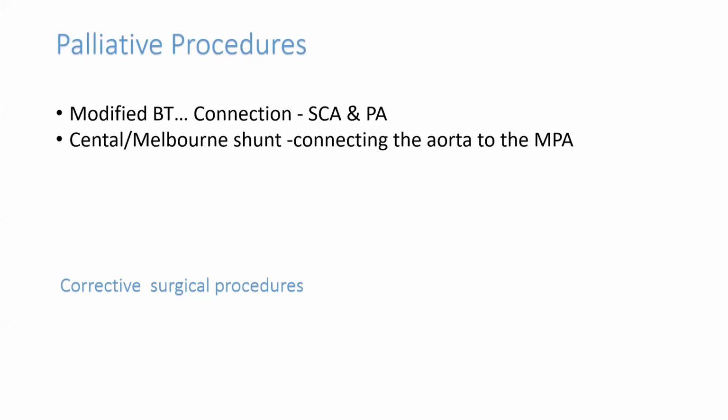And also another shunt where you can connect the aorta directly with the MPA, which we call a central or a Melbourne shunt. There are also other shunts, but these are the ones which are utilized in practice now. Then you plan for a corrective surgical procedure dependent on the underlying congenital heart defect.